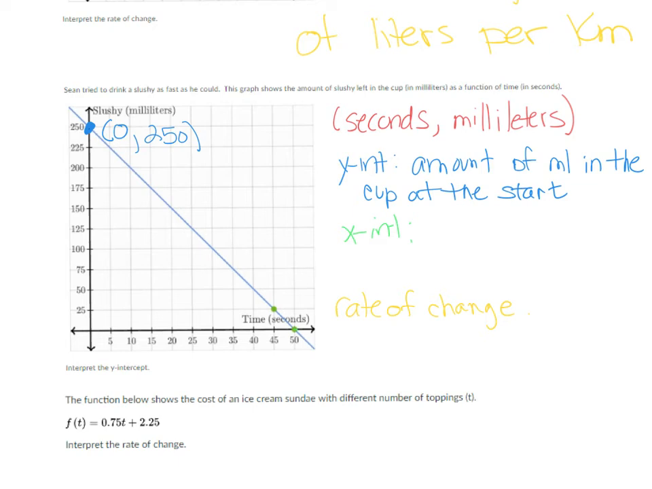If we go to look down here, right here is our x-intercept, and that is the point (50, 0). What that tells us is that it takes Sean 50 seconds to drink the entire slushy that was in the cup. So what does it mean? It takes 50 seconds for Sean to drink the amount of slushy that was in the cup.